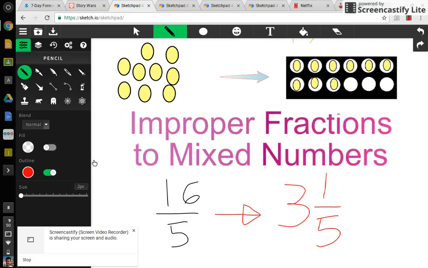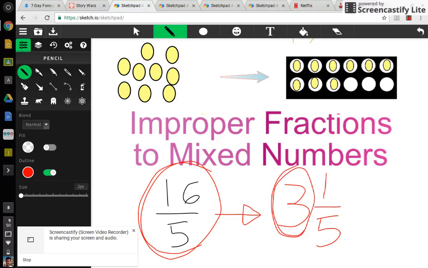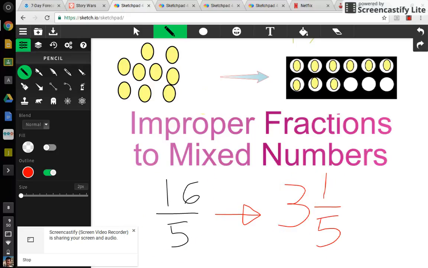Hi guys, today I'm going to talk about how to convert an improper fraction to a mixed number. Remember that an improper fraction is one whose numerator, or top number, is larger than its denominator, and a mixed number is one that has a whole number plus a little bit extra. I'm going to show you a model of what that looks like, and then I'll talk about two strategies that you could use to help you convert improper fractions to mixed numbers.